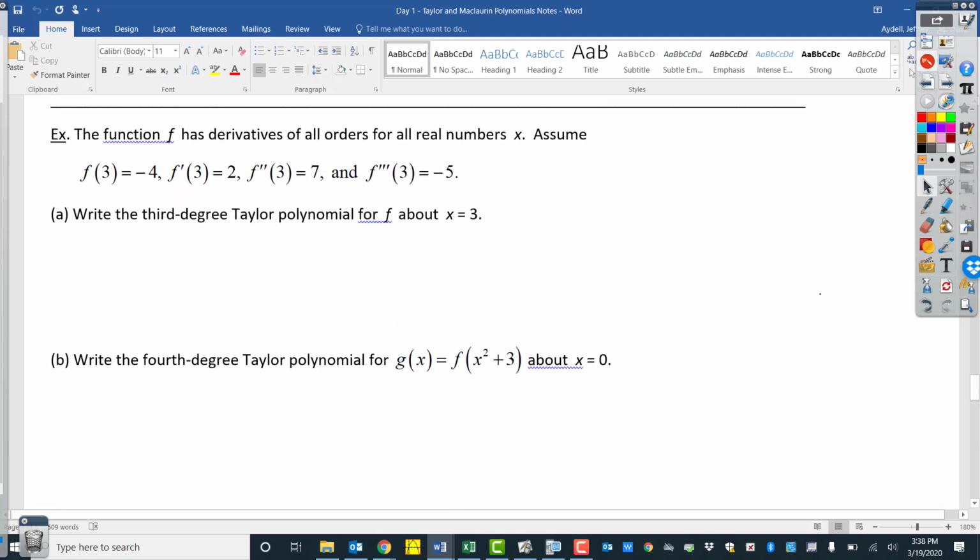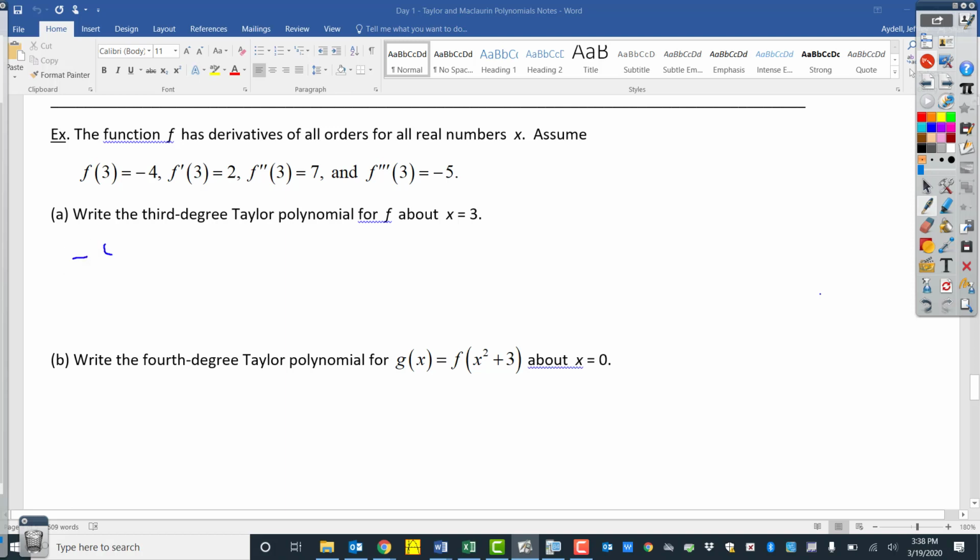All right, the function f has derivatives of all orders for all real numbers x. Assume f of 3 equals negative 4, f prime of 3 equals 2, f double prime of 3 equals 7, and f triple prime of 3 equals negative 5. Write the third degree Taylor polynomial. This should be easy by this point. It's just plug it into the formula.